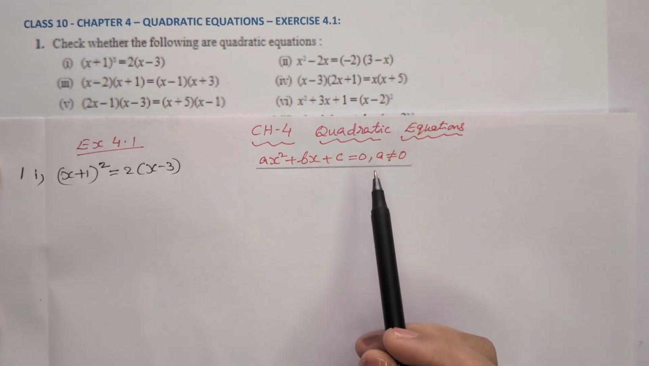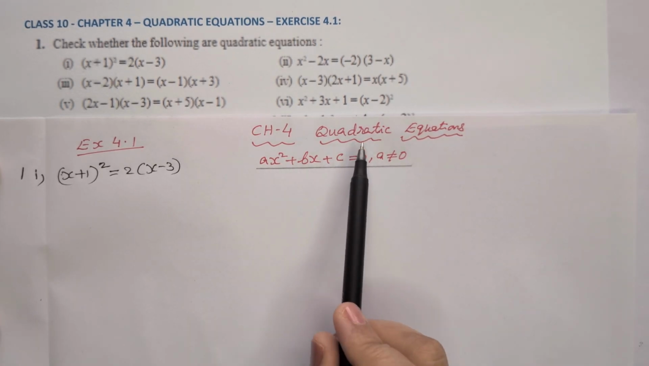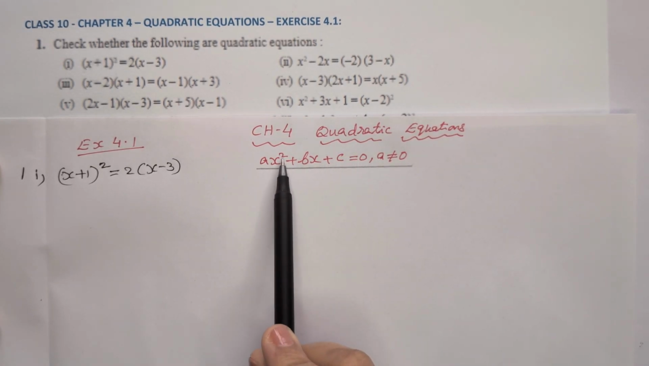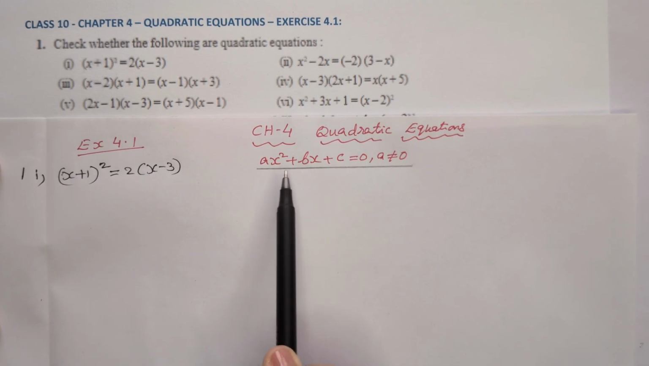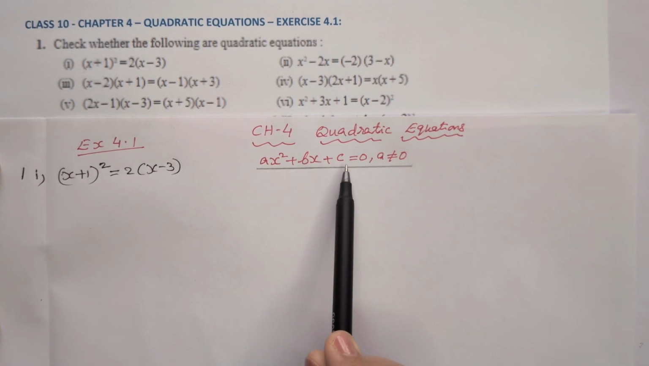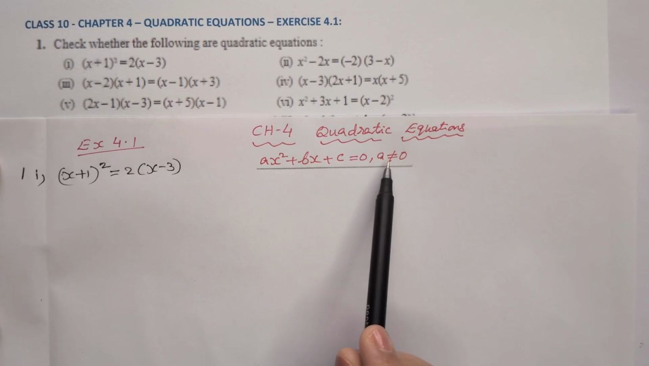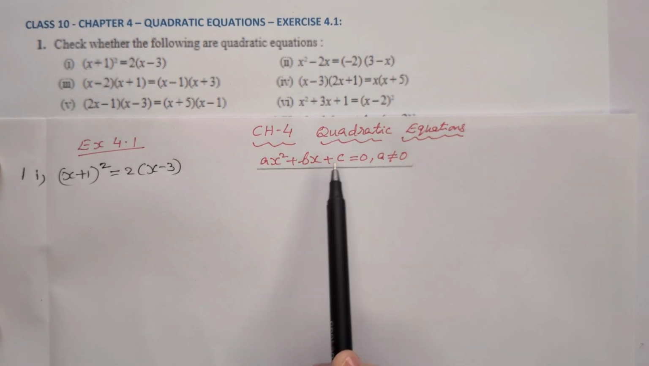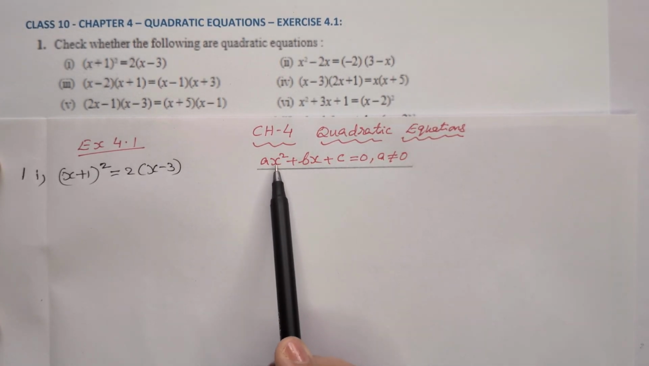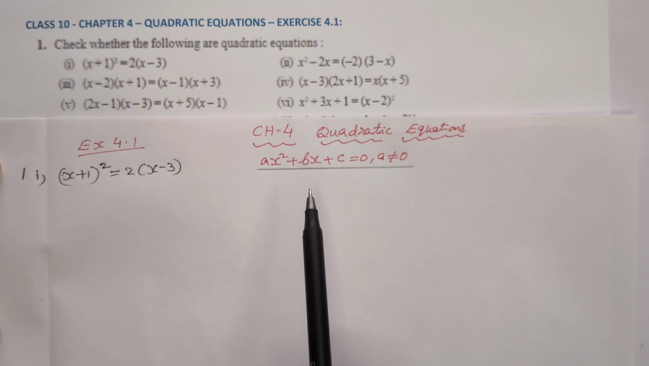Chapter 4, Quadratic Equations. Quadratic means an equation with power 2. This is the general form: ax square plus bx plus c is equal to 0, where a is not equal to 0. To become a quadratic equation, the power of the variable is supposed to be 2.